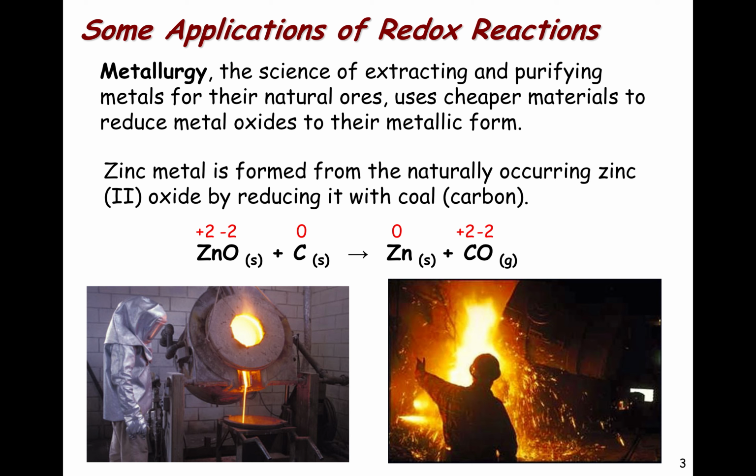The carbon is going from elemental carbon, which is oxidation number of 0, and forming carbon monoxide, where the carbon is 2 plus in its oxidation number. So the carbon is being oxidized. The oxygen in the zinc oxide is not really changing oxidation number. It's going from 2 minus in the zinc oxide to 2 minus in the carbon monoxide, and so it's not actually directly involved in the transfer of electrons.